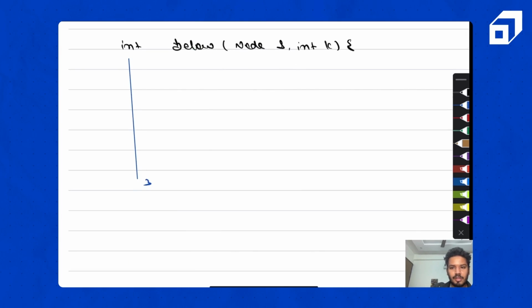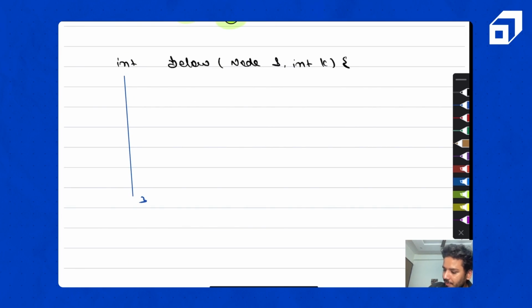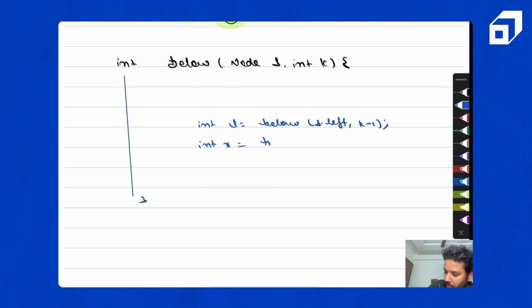Coming to the code part, code is going to be relatively very easy. The same thing. I will ask my left child, hey left child, tell me how many nodes do you have below you at a distance k minus 1. Hey right child, tell me how many nodes do you have below you at a distance k minus 1. And I'll return L plus R.